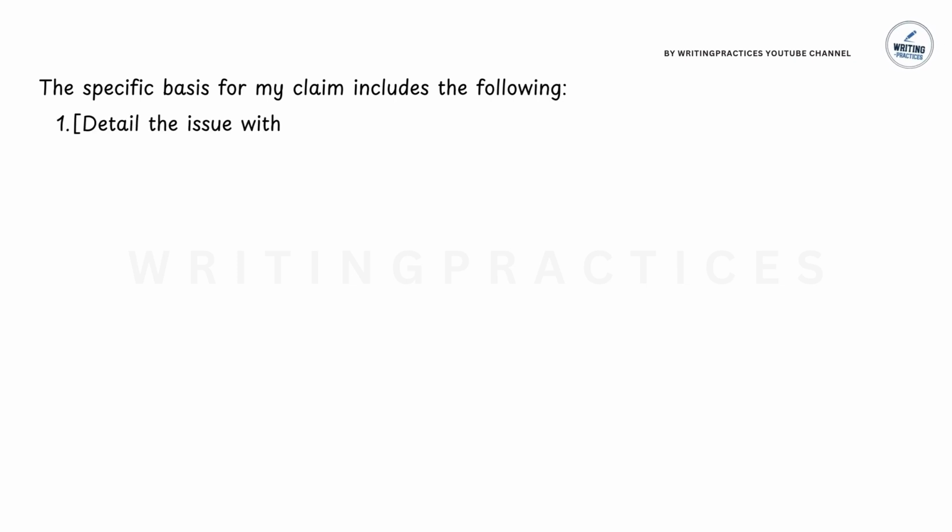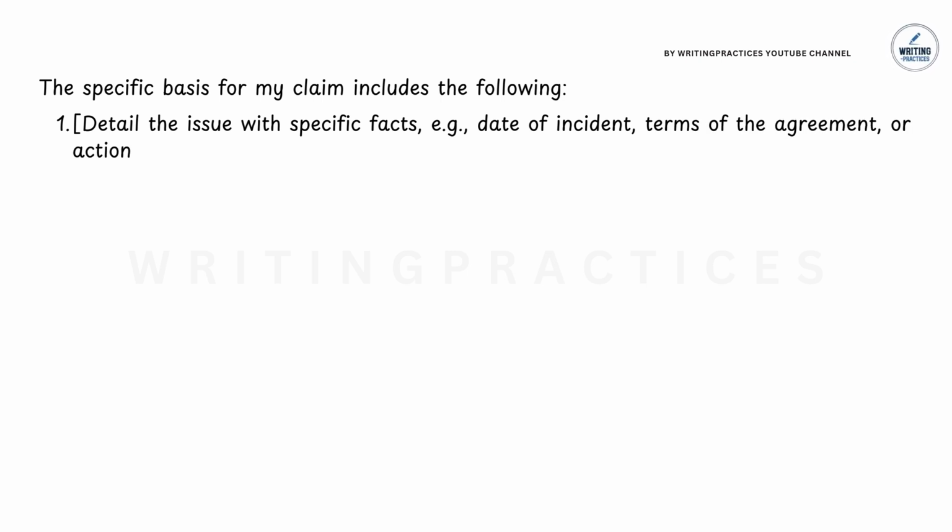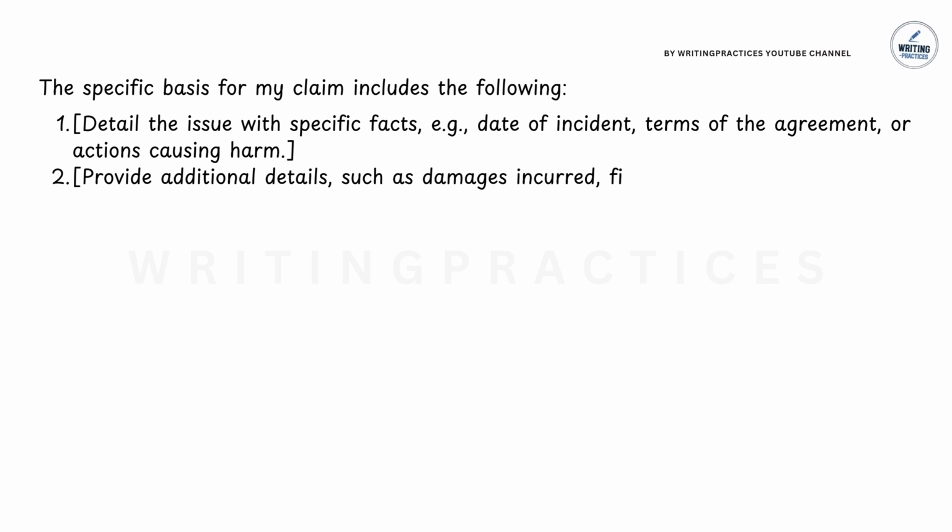Body paragraph 2. Specifics of the issue. Here you'll detail the basis for your claim. For instance, the specific basis for my claim includes the following. 1. Detail the issue with specific facts, such as date of incident or agreement terms. 2. Mention damages incurred, financial losses, or other harm caused. The goal is to provide a concise but thorough overview of the problem. Be factual and avoid emotional language. Focus on dates, agreements, and actions to support your case.